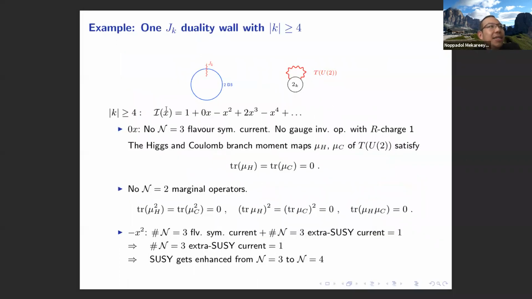So let's just look at this theory, and this is the index. Let me explain why, with this theory, we can already see supersymmetry enhancement. So look at the index of this theory, expand the index. Zero at X means no N=3 flavor symmetry current. So basically it also means there is no gauge invariant operator with R charge 1, okay? Indeed, you can see that the Higgs and Coulomb branch moment map of TU2 is traceless. So there's no operator of R charge 1, okay?